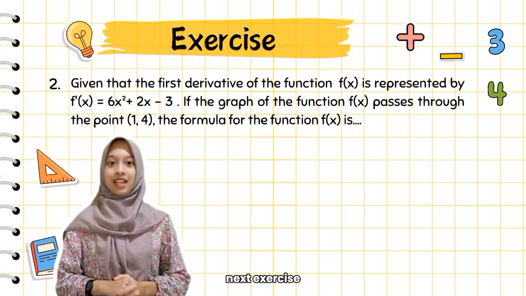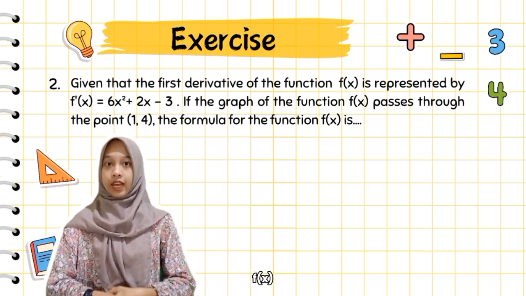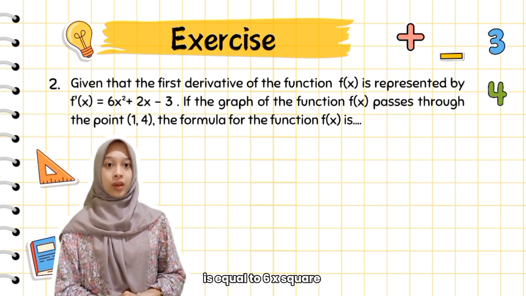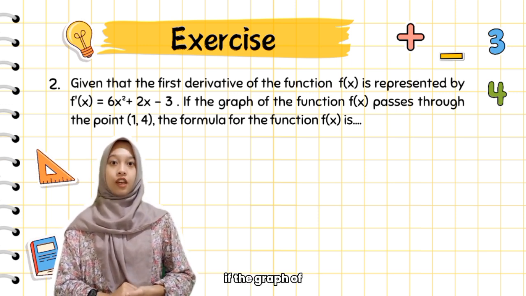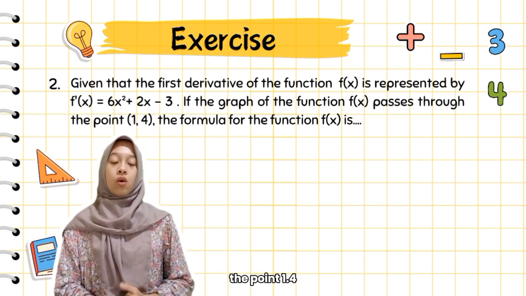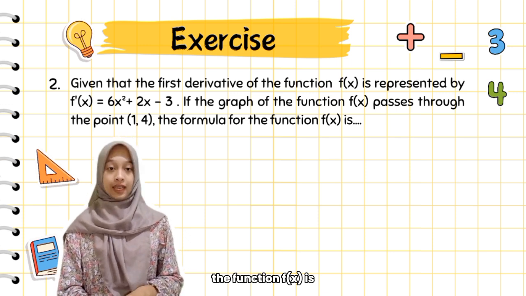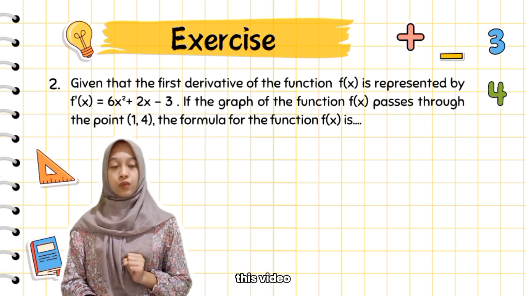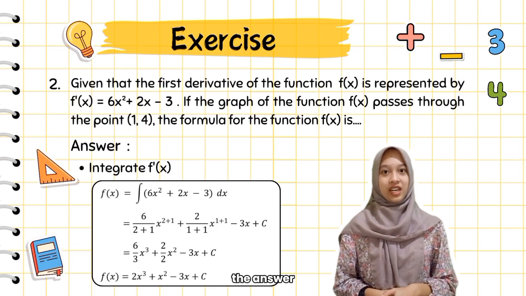Okay, next exercise. Number 2. Given that the first derivative of the function f(x) is represented by f prime of x equal to 6x squared plus 2x minus 3. If the graph of the function f(x) passes through the point (1, 4), the formula for the function f(x) is... Like before, pause this video and work on it first. Okay, let's see the answer.